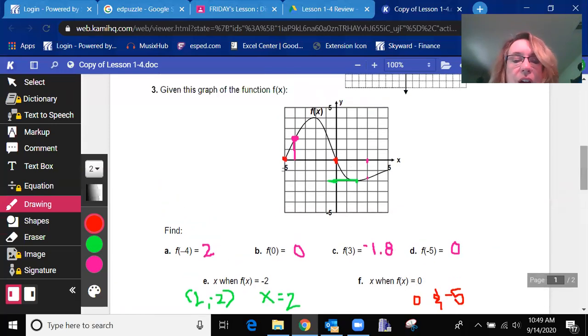So these are not difficult. It's just a little bit tricky. You have to kind of visualize. If the number's in the parentheses, you go to that X and then follow the curve to find the Y.